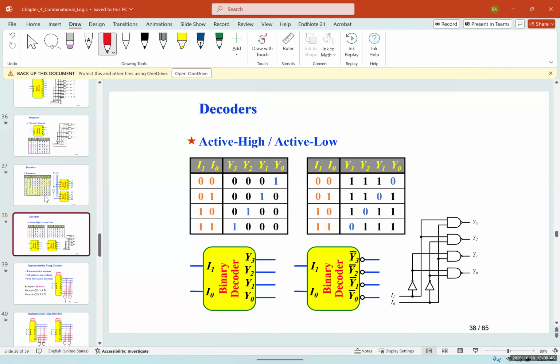We also mentioned the different types of decoders. Some of them are active high, some of them are active low, meaning when they are active, the output that is activated is going to be 1 when it's active high. When it's active low, that output would be 0 and the rest of it would be 1. And the only difference between them, as you can see, is we show it with a not or a circle at the output.